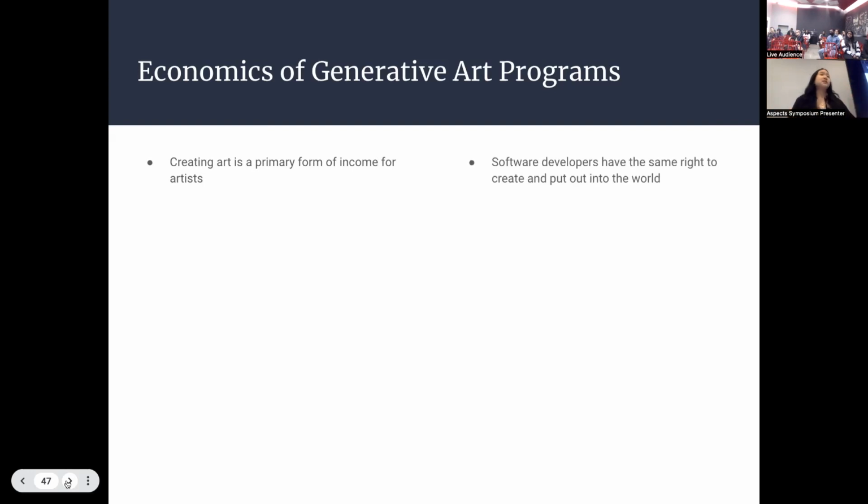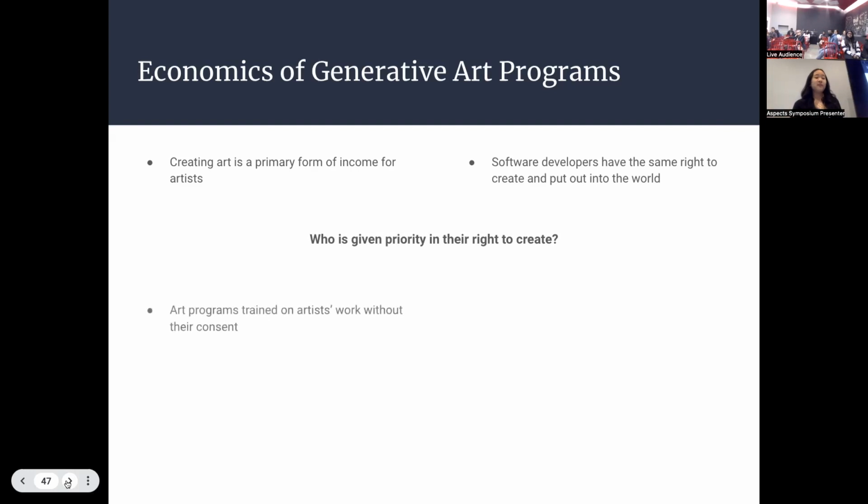So, right, the artist has the ability to create art and create commissions from art and use their skill in that way, but developers have the same exact right. And this brings us to the question of who's given priority in their right to create. Are artists given priority because they are more human, or are developers given priority because the world that we live in now is so technologically focused?